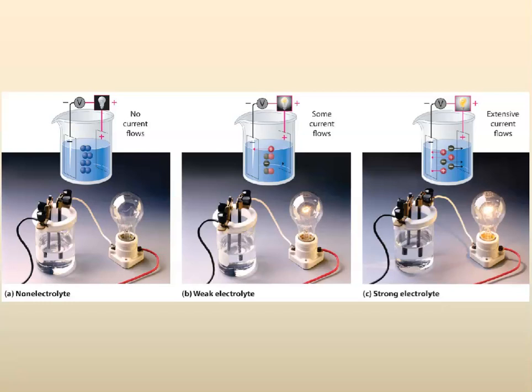But if you're a weak electrolyte, you have the ability to separate into your ions, to dissociate, some of the time, but not always. And the amount you are able to dissociate is going to be indicative of how much light will be generated, how much current is flowing through those electrodes.